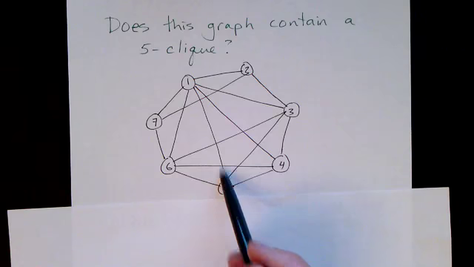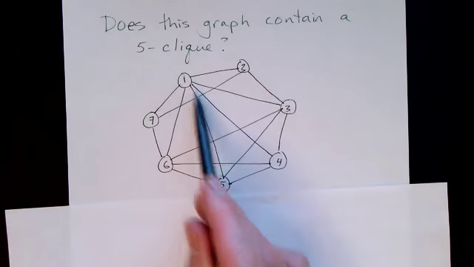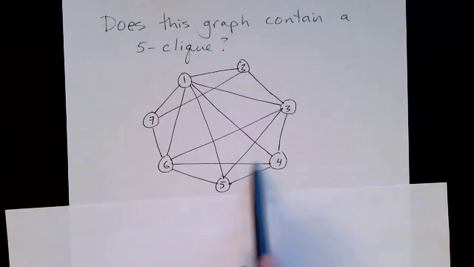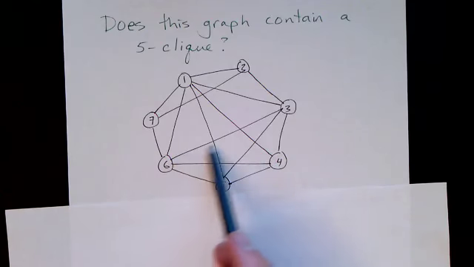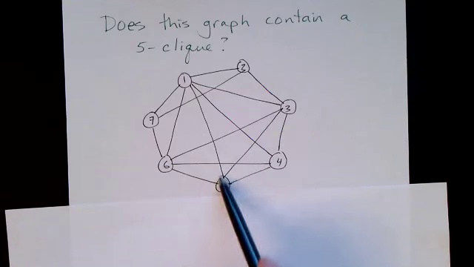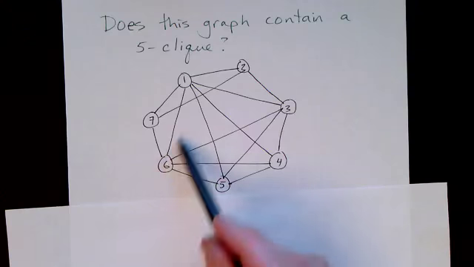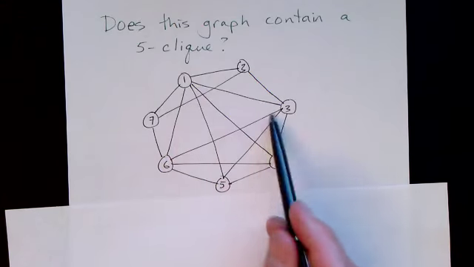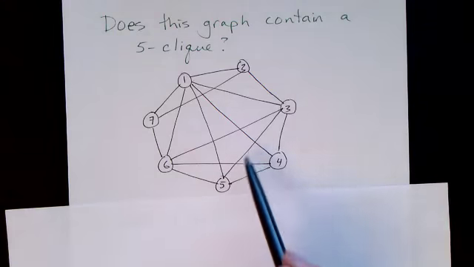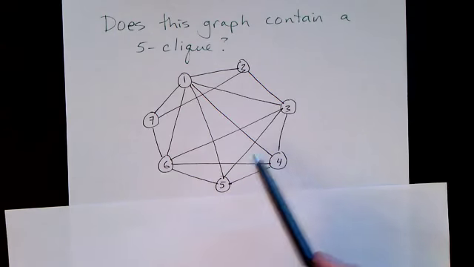Perhaps it's easiest to see the star that forms between these nodes, like this. Okay, and the pentagram that goes around them, 5, 6, 1, 3, 4, 5. So the answer to this problem is yes, it does contain a 5 clique.